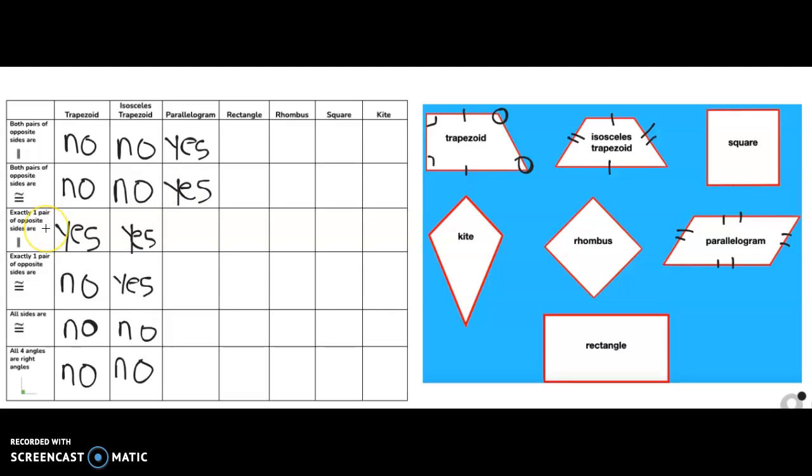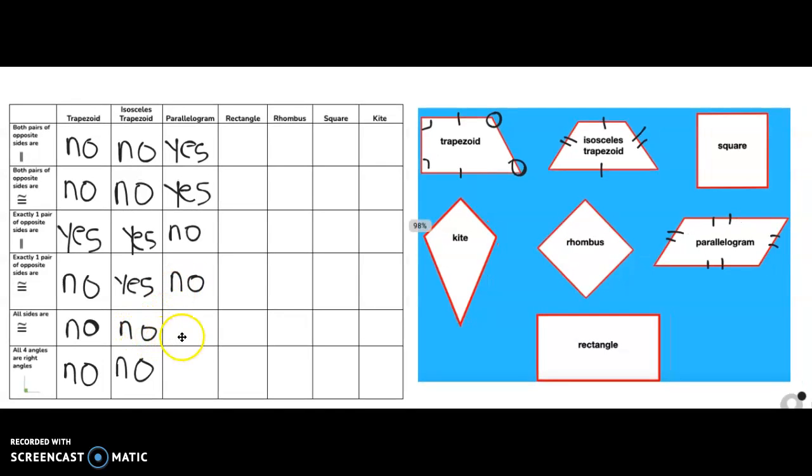Exactly one pair of opposite sides are congruent. That would be a no, because I know that there are two sides that are congruent. Okay, and this would also be a no. And all sides are congruent. Nope, they are different sides, so I'm going to put a no right here. And all four angles are right angles. Nope, that is not correct. Actually, let's do one more quickly together.